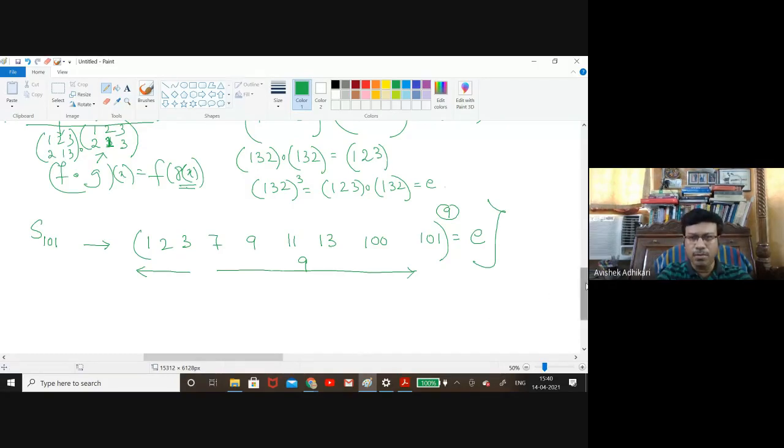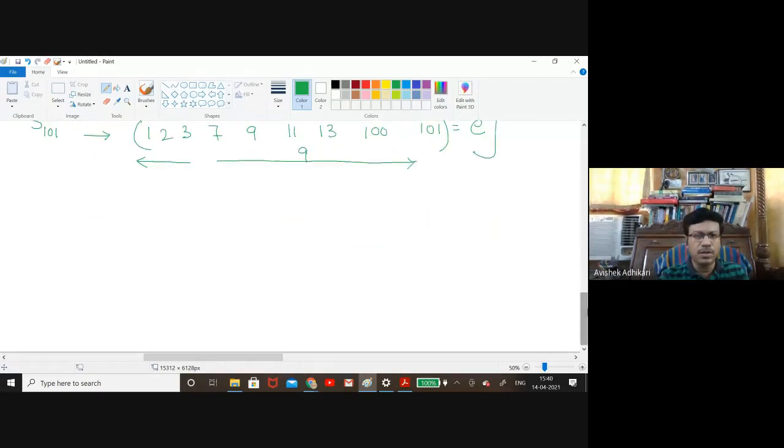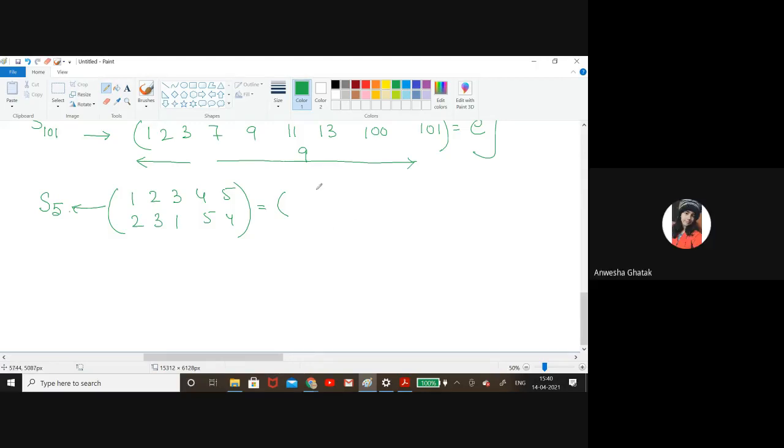Now, another important observation. Suppose I consider S5, and I have this kind of element, say 2 3 1 and then 5 4. This is a permutation, and it certainly belongs to S5. Now if I write it in terms of cycles, can anybody tell me in cyclic notation how can I write this? (1 2 3)(4 5). Very good.